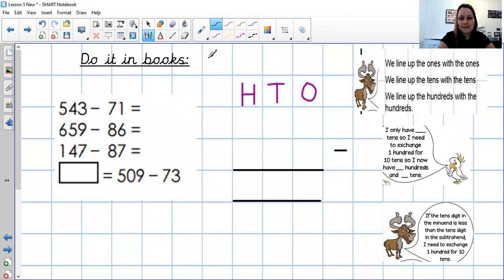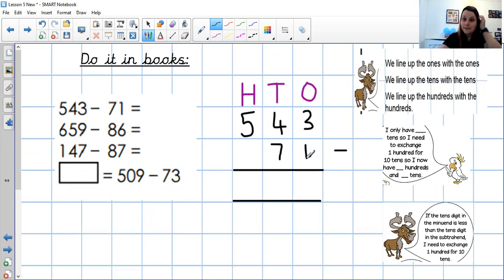So hopefully you've had a go at the 4 questions and we will go through the answers together. So let's start with the first one. 543 subtract 71. So I'm just going to set up my calculation. 543 subtract 70, so 7 tens and 1 one.